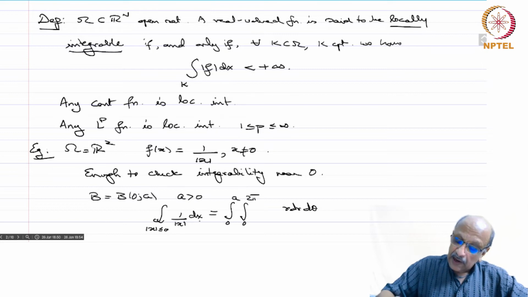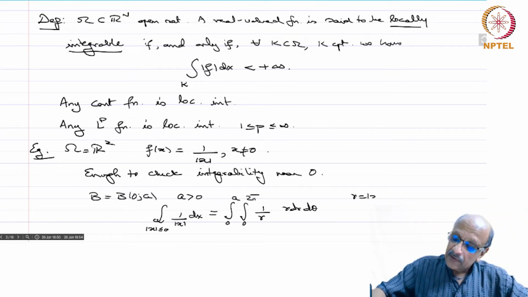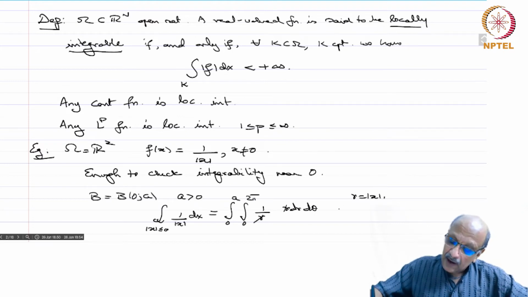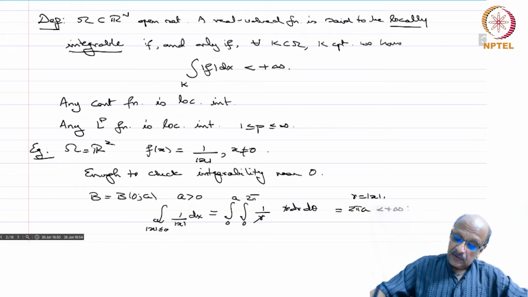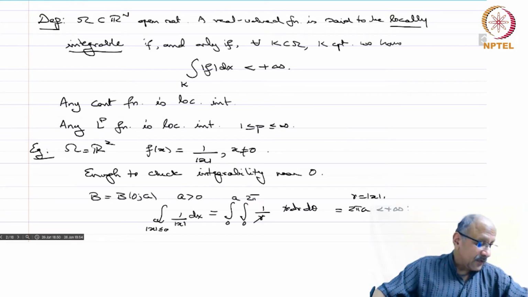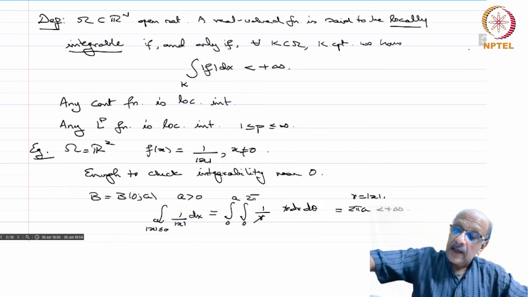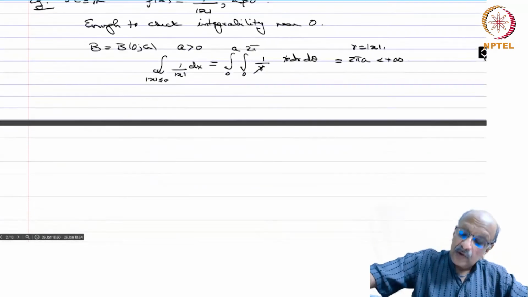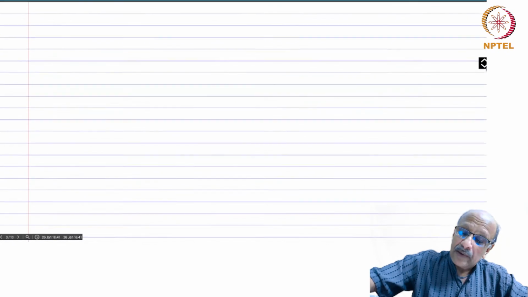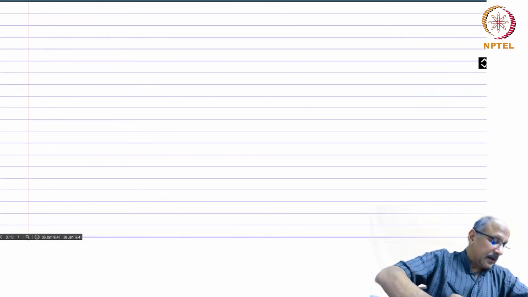That is how dx1 dx2 will change when you change to polar coordinates, and then you have the function which is itself 1 by r, where r equals mod x. Okay, and now you see that this r gets cancelled, and therefore this just gives you 2 pi a, which is finite, and therefore this function is a locally integrable function. Similarly, you can construct locally integrable functions in higher dimensions also, like in R3, 1 by mod x square will be locally integrable, and so on.